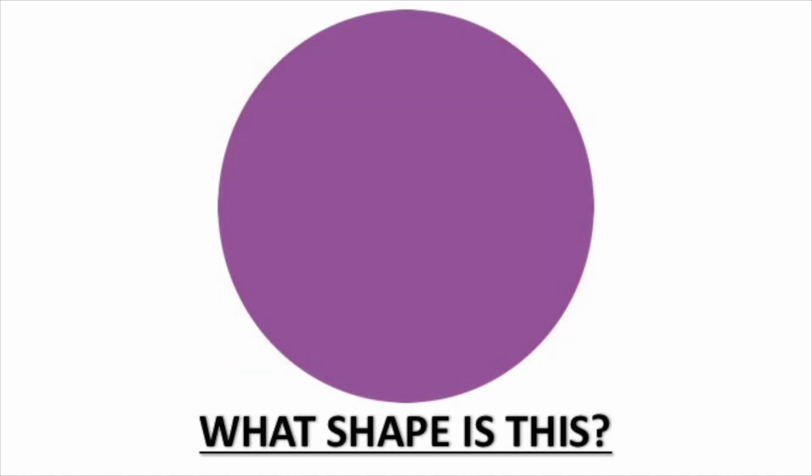And finally, what shape is this? This is a circle. How many sides? 1. How many straight sides? 0. 1 side, but 0 straight sides. Because the sides on a circle goes all the way around. How many corners?